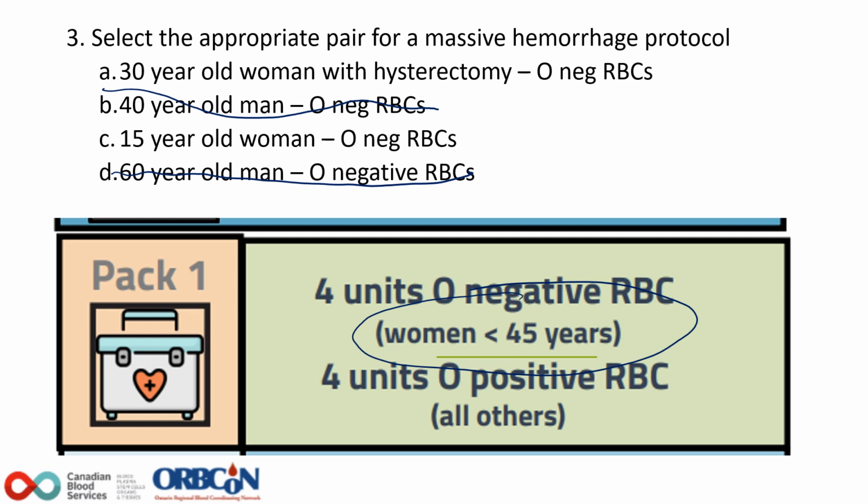And so now we're down to a 15-year-old woman and a 30-year-old woman. They're both less than 45. However, the 30-year-old woman has had a hysterectomy, which means she can't have a child on her own. And therefore, if she forms an anti-D, it actually won't cause harm to a fetus because she can't carry a child. And therefore, she can actually receive O-positive units, as long as you know that she has a history of a hysterectomy. And so then we're left with C being the answer. A 15-year-old woman should be the one to receive O-negs out of these options.